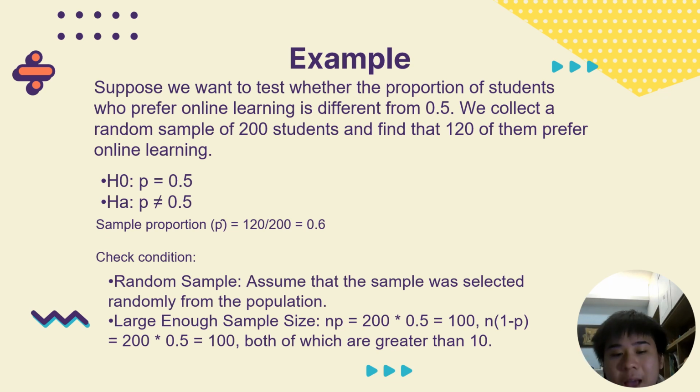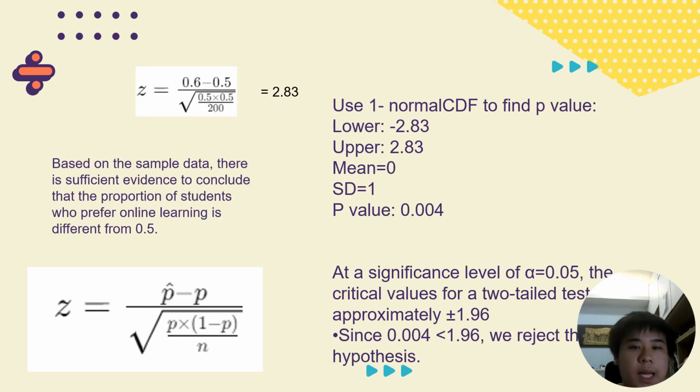So 200 times 0.5 is also equal to 100. Since both of these values are greater than 10, this is good. The sample size is large enough. Next, we'll be going through calculations here. So we have obtained all the data we need here.